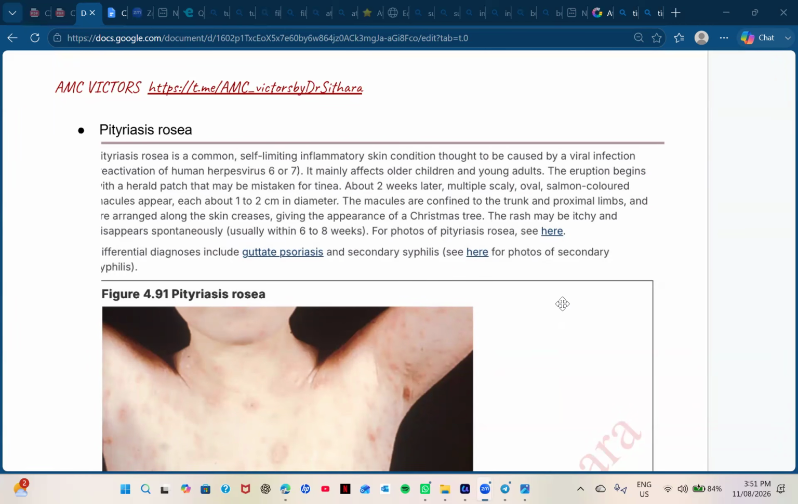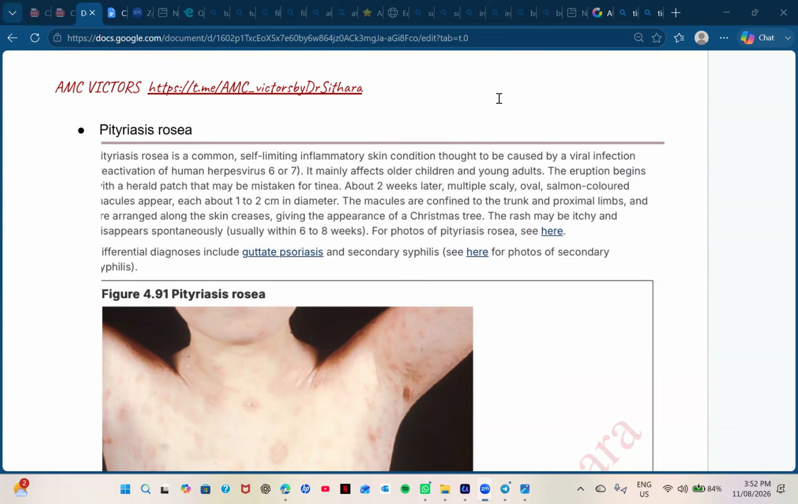Tell me, doctors, what do you know? What do you know about this disease? It's an inflammatory skin eruption, right? Usually it can start in young adults, right? So we have different presentations, right?